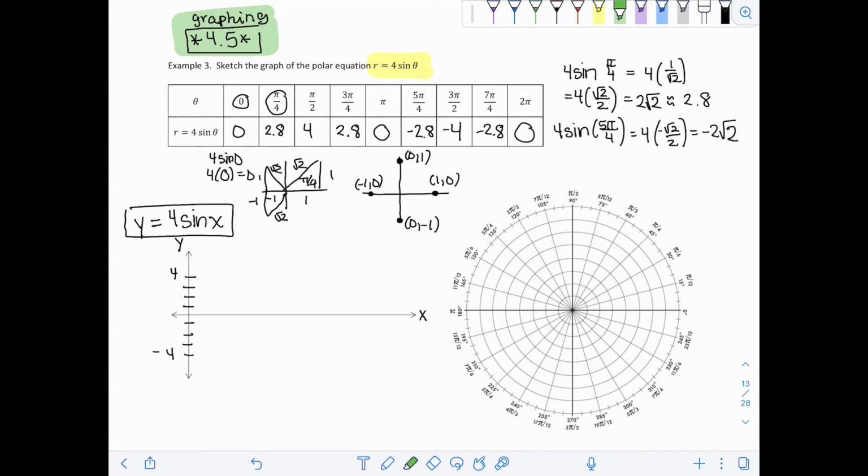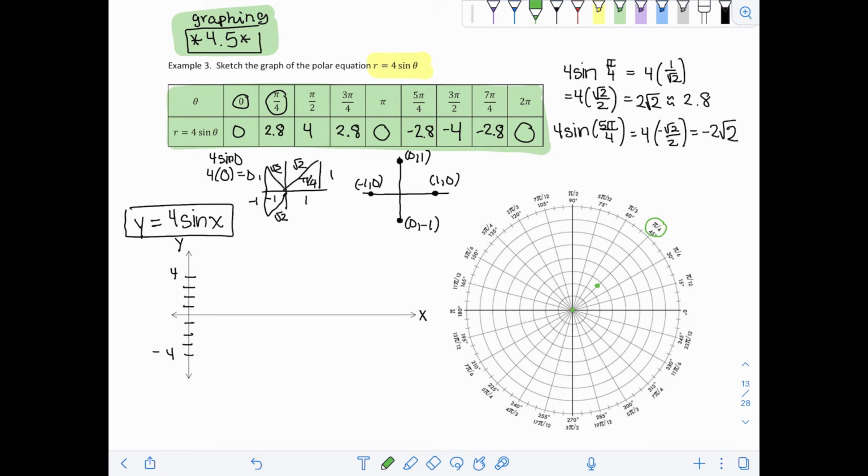So what I want you to think about for this table, where we just plugged in different values for the angle, so that we came up with different polar coordinates that we can try to plot on our graph. So let's try that. The first point is 0, 0. So that's this point right here. Then when we're dealing with pi over 4, the radius is about 2.8. So I'm going to go on that line, and I'm going to go up 1, 2, almost to 3, but not quite.